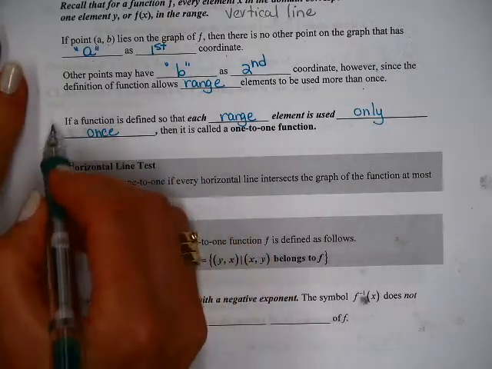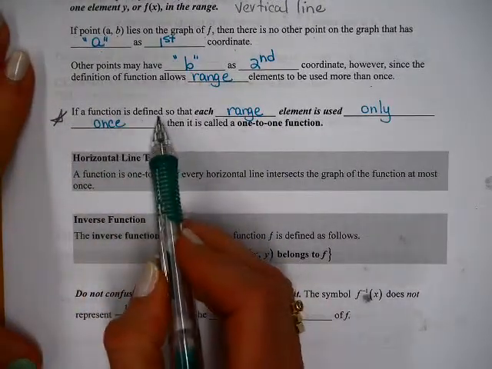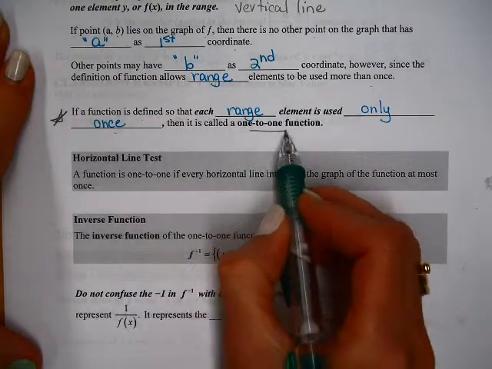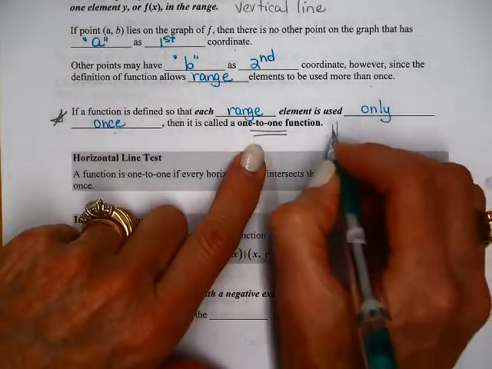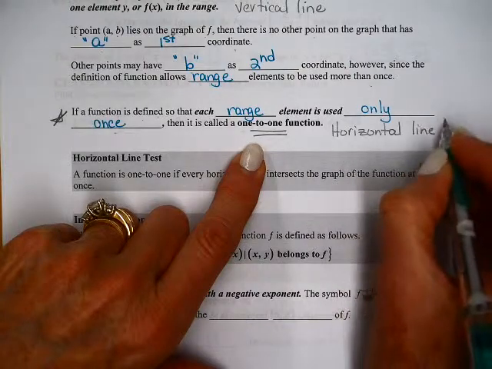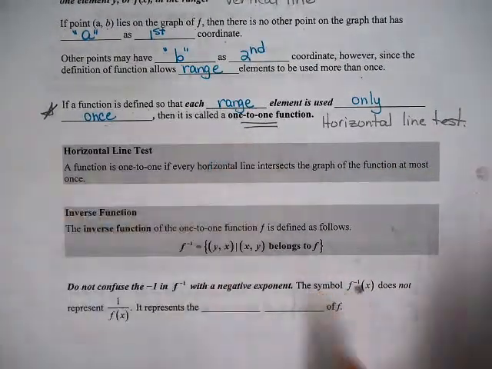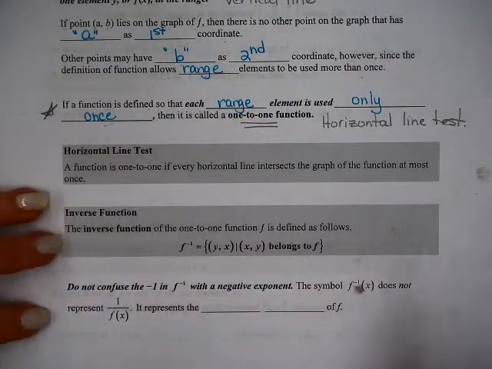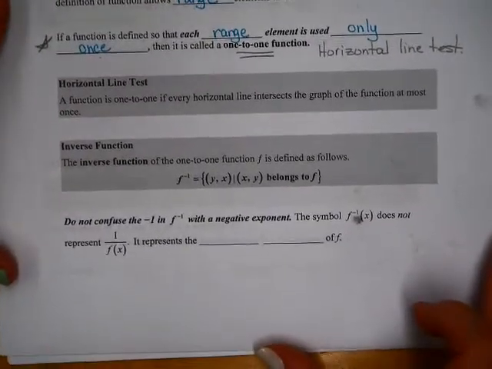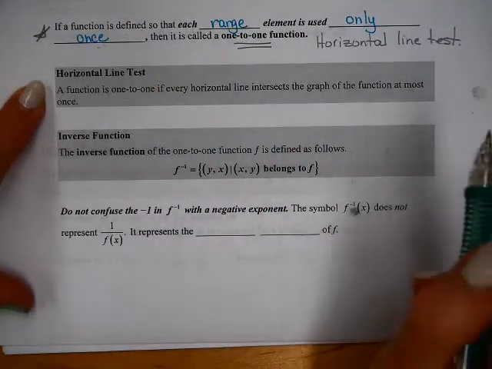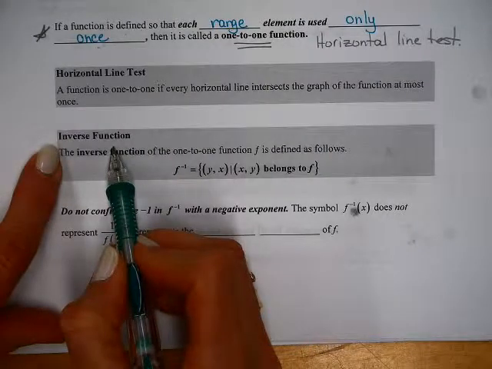Now, this is a special case. If a function is defined so that each range element is used only once also, then it is called a one-to-one function, which means it will also pass a horizontal line test. So that is a special class of functions, and the special class of functions will pass a vertical line test and a horizontal line test. Those functions are one-to-one. And the reason we need them to pass the vertical line test and the horizontal line test is because those one-to-one functions will have what we call an inverse function.